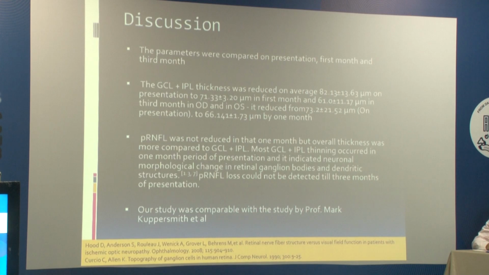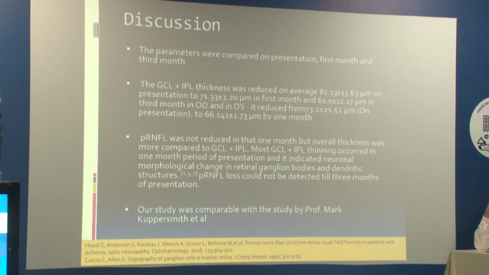The parameters were compared as I have shown on presentation, first month and third month. GCL and IPL thickness was reduced in the right eye significantly in presentation, first and third month. Also in the left eye the same was seen. But for RNFL it was not significant in the first month.